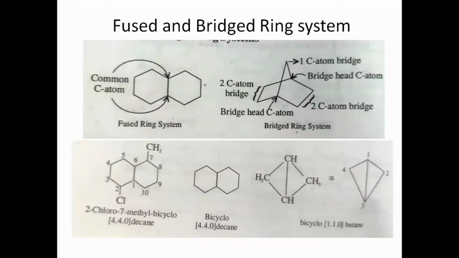So, the fused and the bridged ring system. In the fused ring system, there are two common carbon atoms which are called the bridgehead atoms. This is the fused ring system, and this is an example of the fused ring system. So whenever you name the fused ring systems or the bridged ring systems, you will write the word bicyclo.